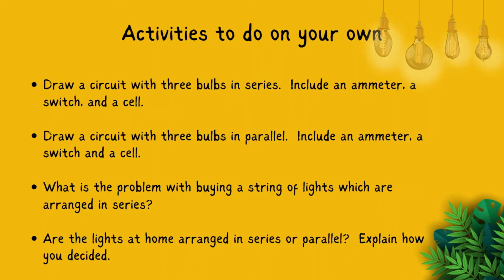Okay, here are some activities to do on your own. Draw a circuit with 3 bulbs in series, including an ammeter, a switch, and a cell. Draw a circuit with 3 bulbs in parallel, including an ammeter, a switch, and a cell. And then we have, what is the problem with buying a string of lights which are arranged in series, and then are the lights at home arranged in series or parallel? Explain how you decided on your answer.